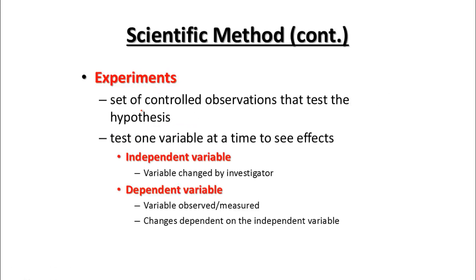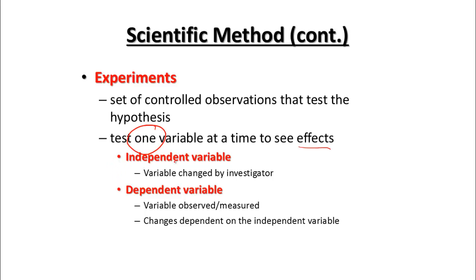An experiment is a set of controlled observations that test your hypothesis. And ideally, we test one variable at a time to see what its effects are on the rest of the experiment. Now, these two things usually get confused, so here is how you remember them.